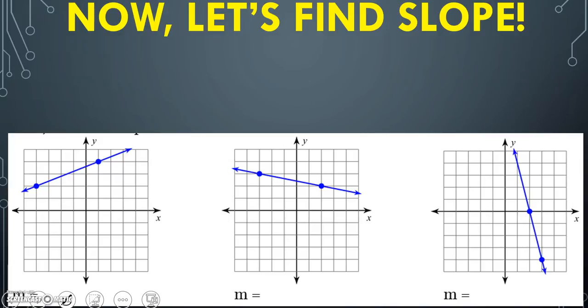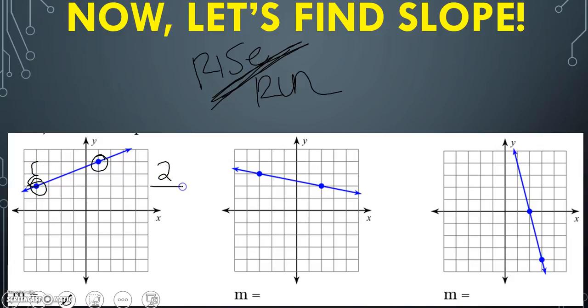Alright, so now let's actually find slope. So remember we said earlier that slope is rise over run. So we want to start at the leftmost point. So we'll start at this point over here. And we're going to count how many we rise, how many we run, and we're going to put it as a fraction, just like it is in rise over run. So if we count to get to this point over here, because we're going from left to right, we're going to count up 1, 2. So our top number, our rise, is going to be 2.